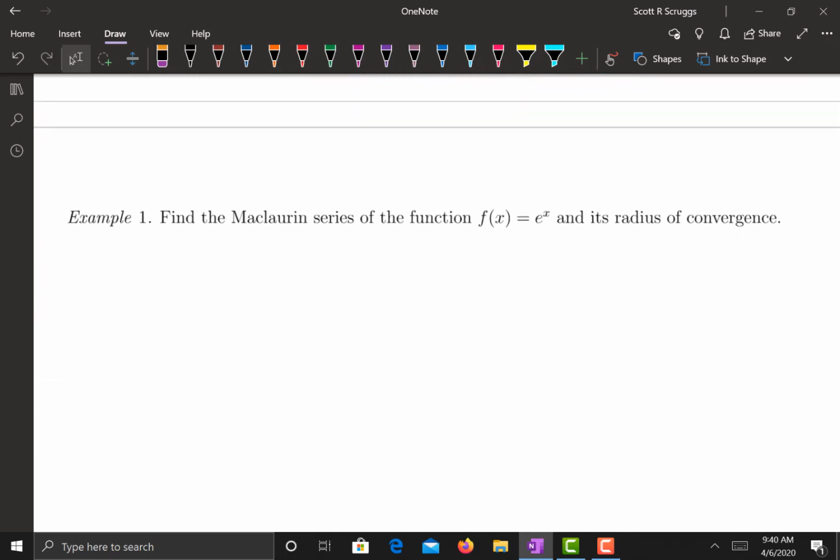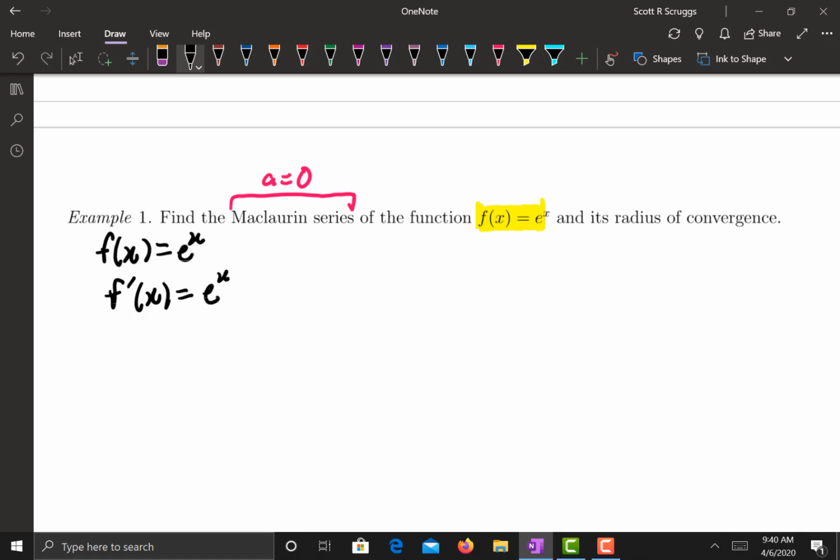So that means I'm going to take the derivative of f of x multiple times and then evaluate it at a center. And because I'm told that I want to find the Maclaurin series, I am told that the center is 0. So let's do that. Since f of x is e to the x, the derivatives are boring in a sense, because this is the one function where the derivative is just itself. No matter how many times I take its derivative, I'm still going to get e to the x.